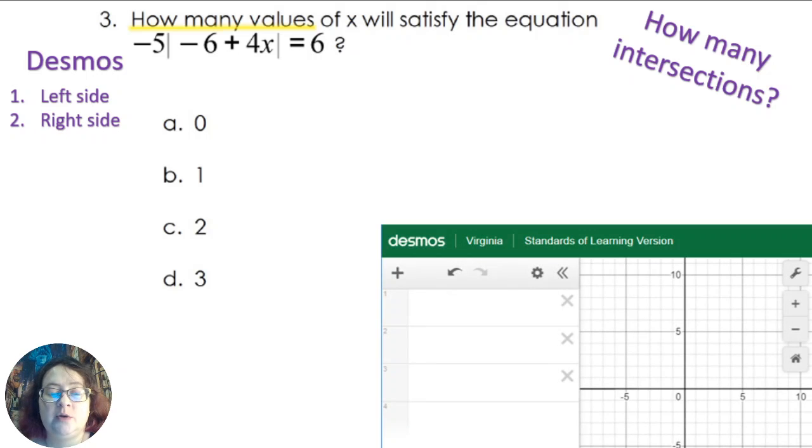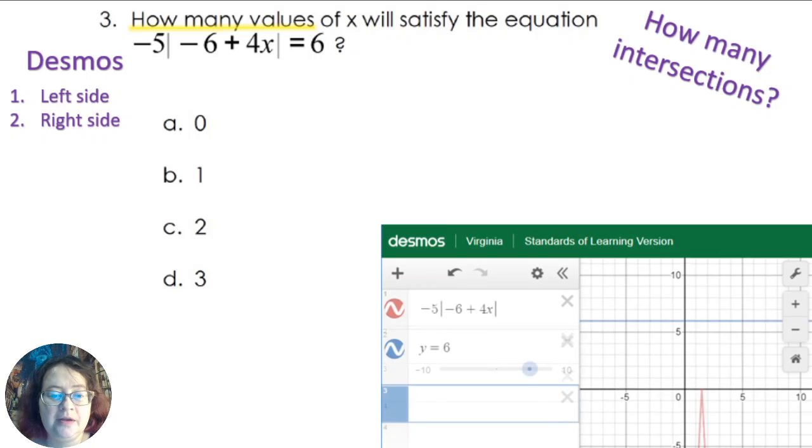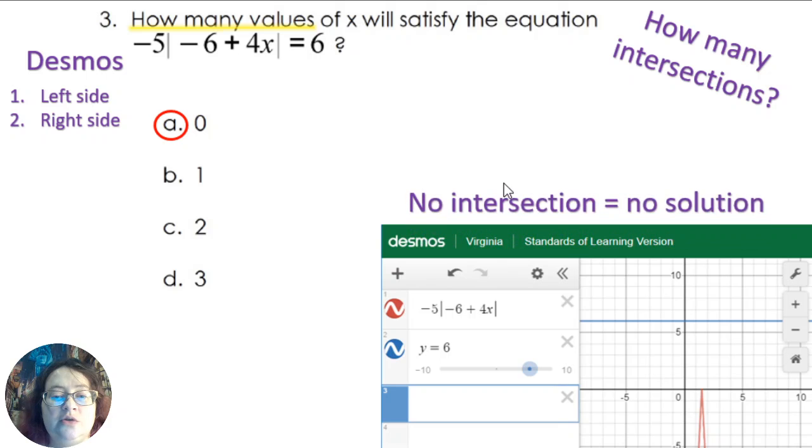So I'll go to Desmos and I enter the left and right side in the first and second box. It graphs it for me over here. And if I look, I see I've got a line up here. That's my y equals 6. And then down here is our absolute value in red. And they don't intersect at all. So that means with no intersections, there's no solutions. And I pick 0 for my answer.